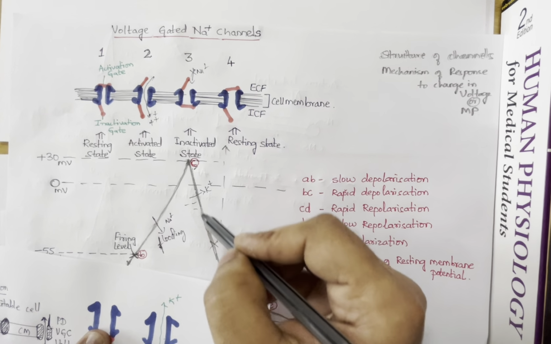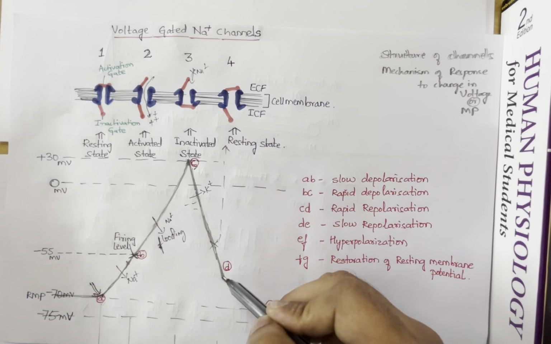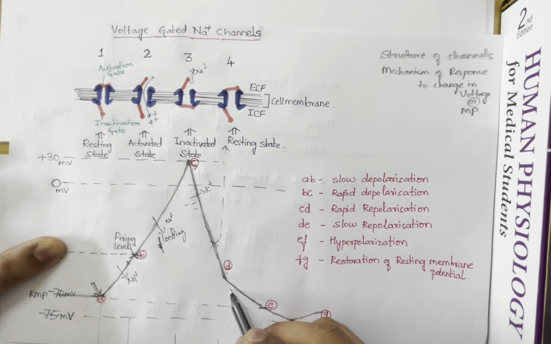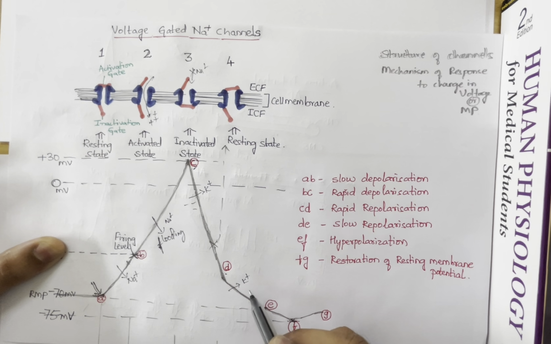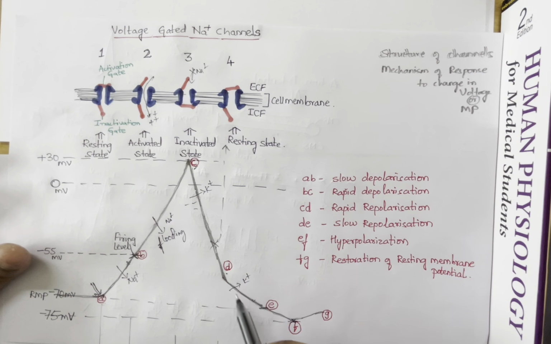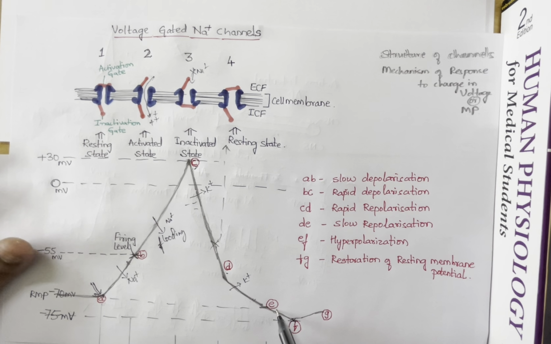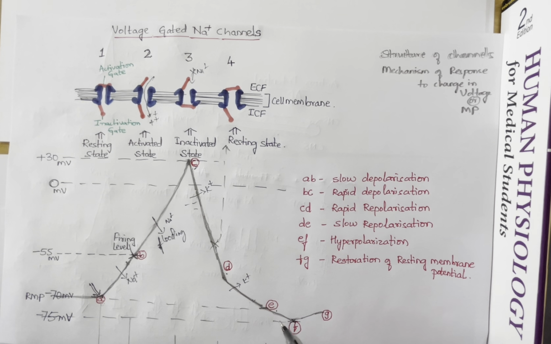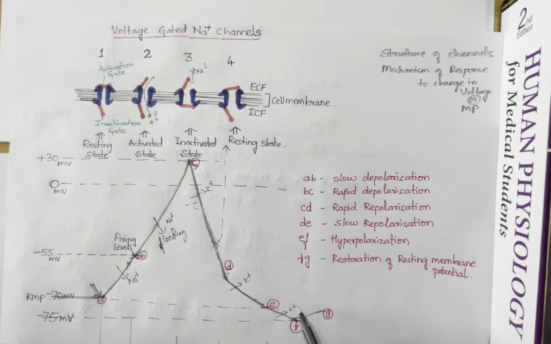More and more potassium efflux makes the inside more and more negative. There is a rapid repolarization up to D, followed by continued potassium efflux along the concentration gradient, and slow repolarization from D to E until the membrane potential is restored. Still further continued potassium efflux results in hyperpolarization from E, the resting membrane potential of minus 70 millivolt, to minus 75 millivolt at F, followed by restoration of the resting membrane potential. Thank you.